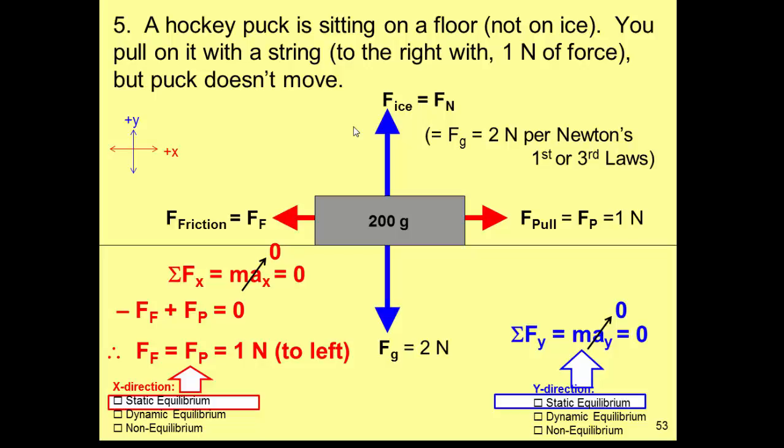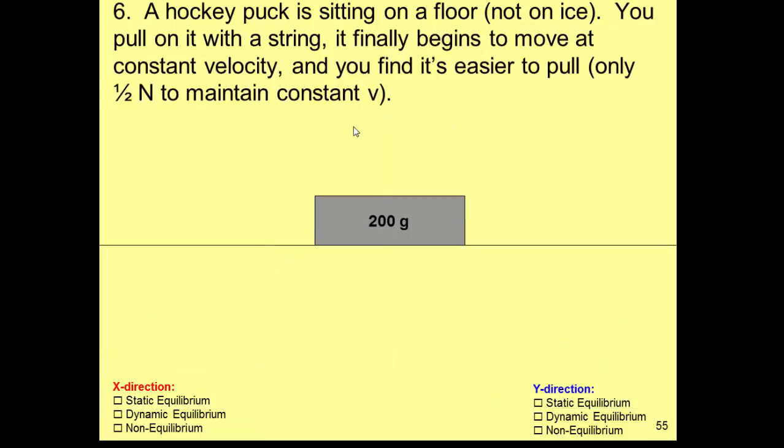You'll have 2 forces, so they have to be equal and opposite. Now let's look at this problem a little bit more. We're going to take our string and pull it a little bit harder, and finally it begins to move. By the way, when it finally begins to move, we find that it pulls a little bit easier. It only takes a half Newton of force to maintain a constant velocity moving to the right.